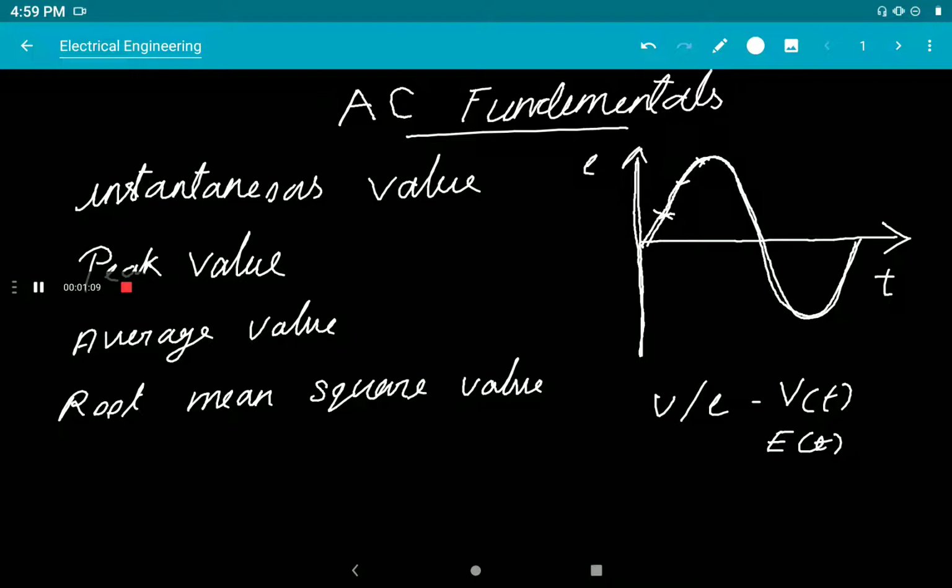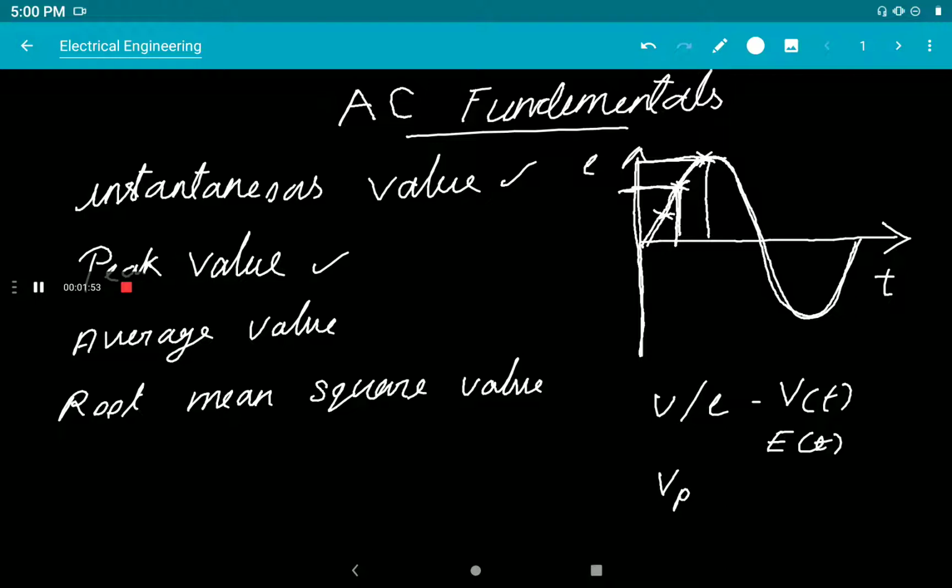So at a particular instant, we can represent it as V of t or E of t. What will be the magnitude of that voltage at a particular instant? That can be found from this waveform representation. At a particular instant the value of voltage will be this much. Peak value is the maximum value that can be attained by an alternating voltage or current.